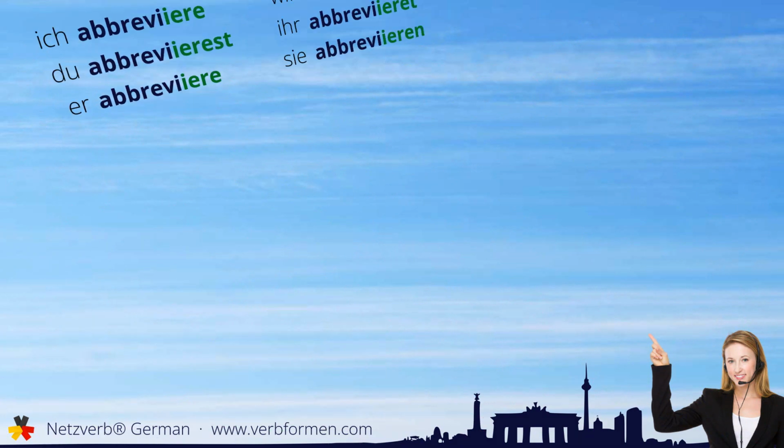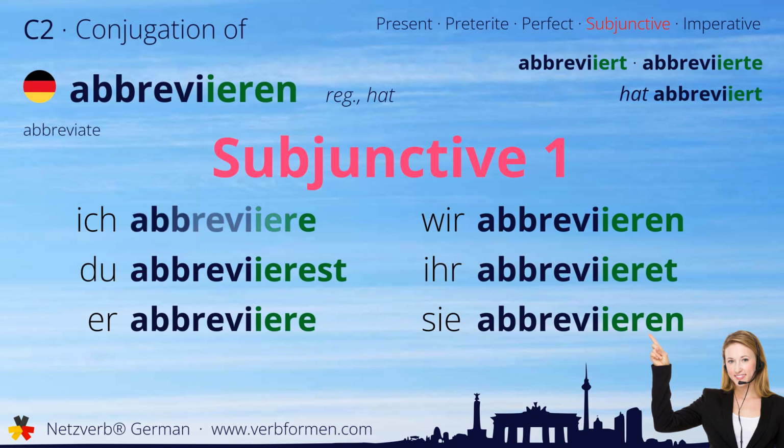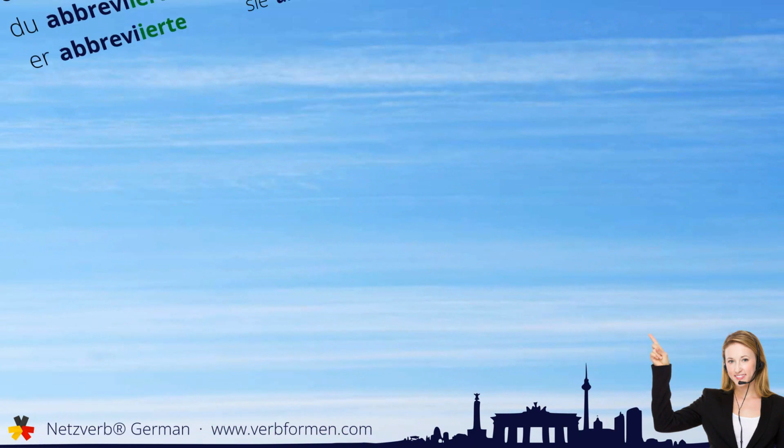Next up is the subjunctive one. Ich abbreviiere. Du abbreviierst. Er abbreviiere. Wir abbreviieren. Ihr abbreviiert. Sie abbreviieren. Now we move on to the subjunctive two.